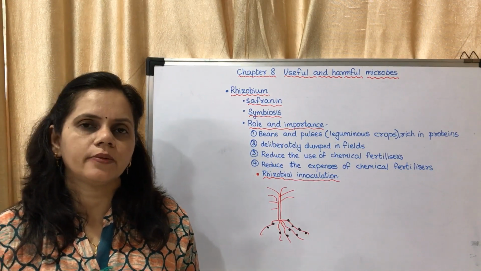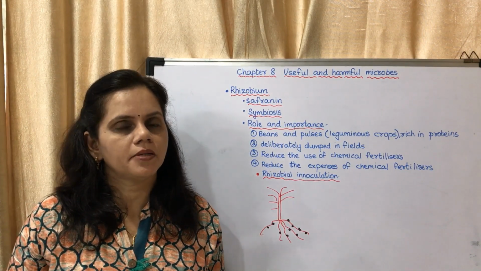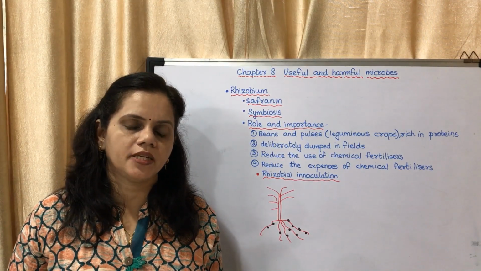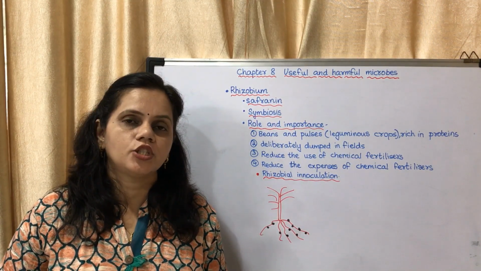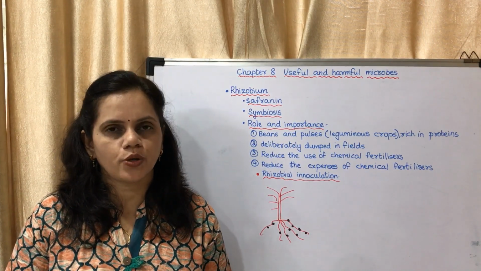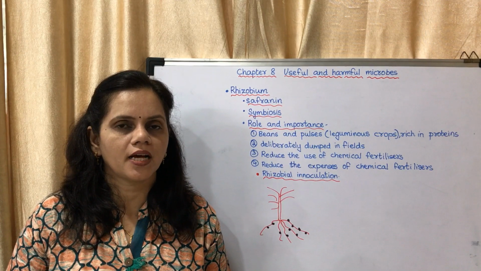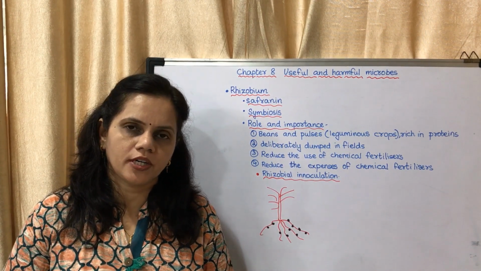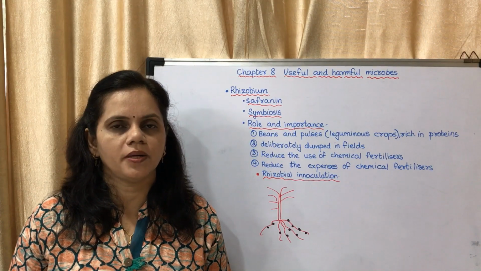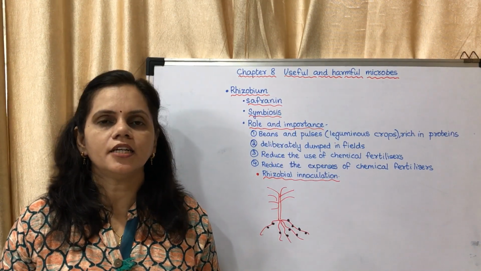Now you may write a question there, the examples of leguminous plants. What are the examples of leguminous plants? Beans, sweet pea, soybean. They are leguminous plants and they are rich in proteins. Why? Due to the nitrogen fixing rhizobium which live in the nodules.